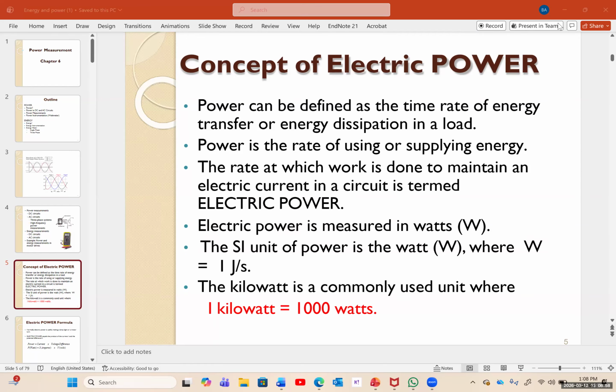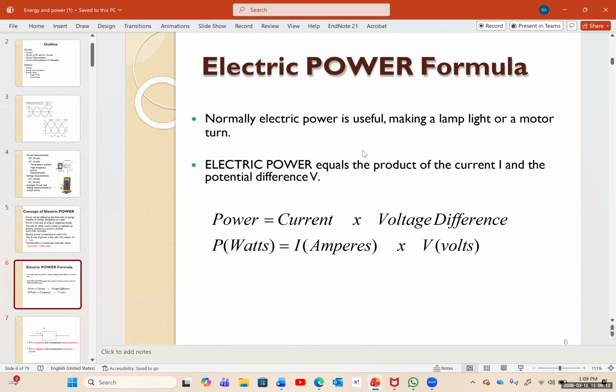Power can be defined as the time rate of energy transfer or energy dissipation in a load, and power is the rate of using or supplying energy. Power is an instantaneous term. Energy is what we consume in a time frame. So when we say this motor is 2 kilowatts, meaning at each moment it's consuming 2 kilowatts, and that's usually the rated number, the maximum that you can consume. And as you know, power is current times the voltage difference, or P is equal to VI.